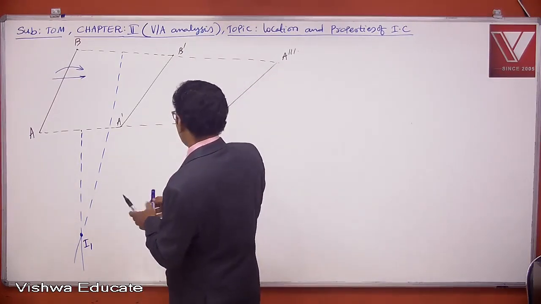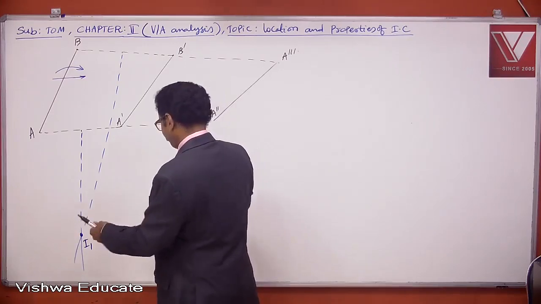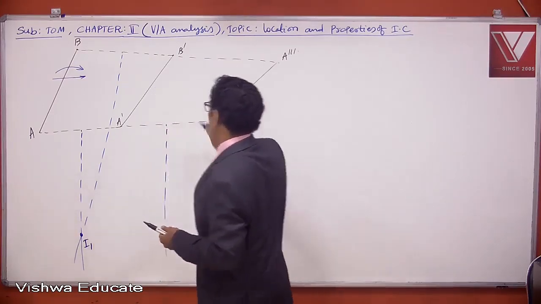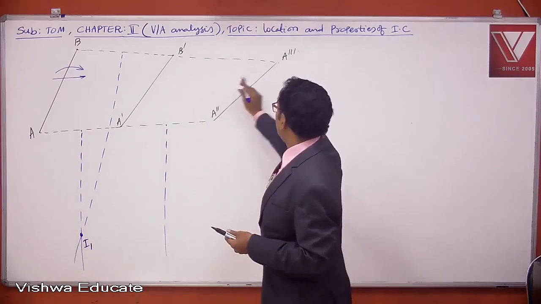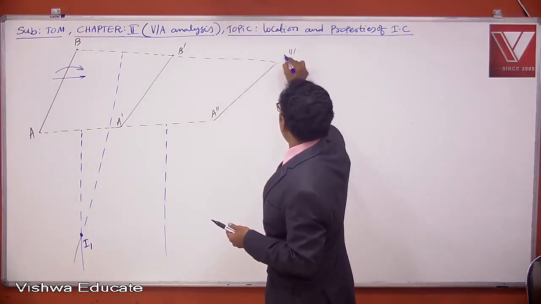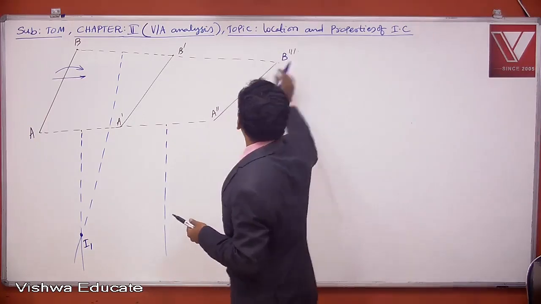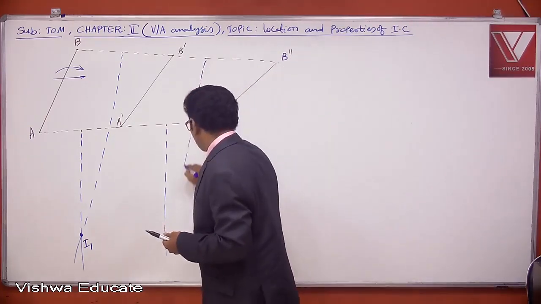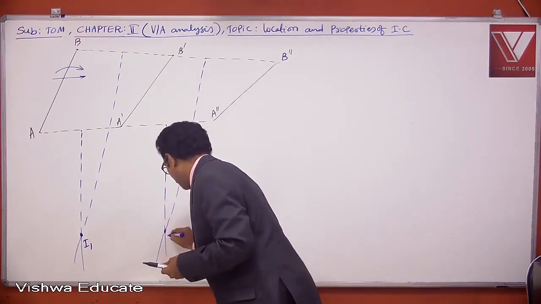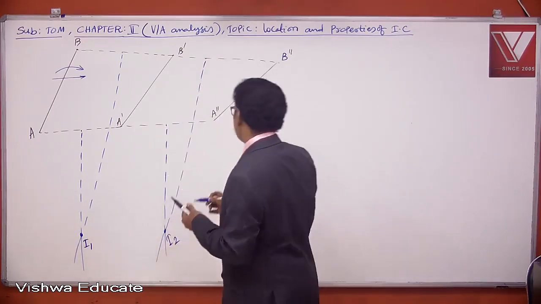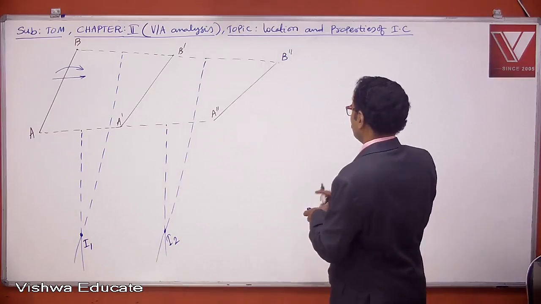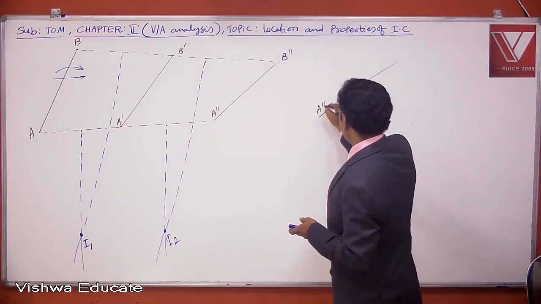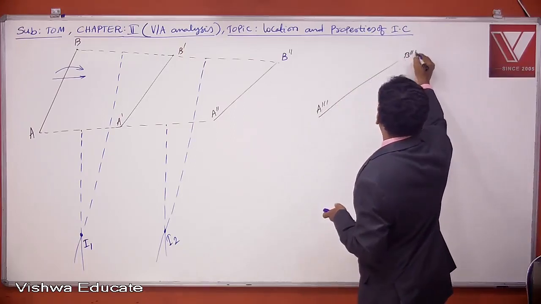Again, you may draw perpendicular bisectors to both A dash, A double dash and B dash, B double dash, right? So I am drawing perpendicular bisectors to both and I am getting another point. I may call this point as I2. During the next instant, the link will be somewhere here. I may call these points as A triple dash and B triple dash.